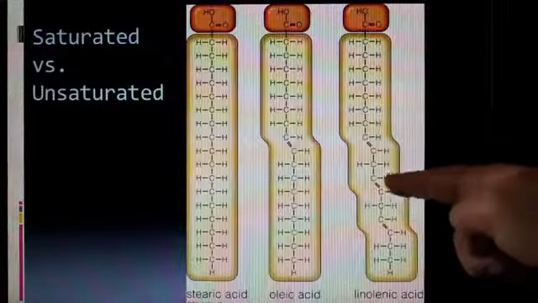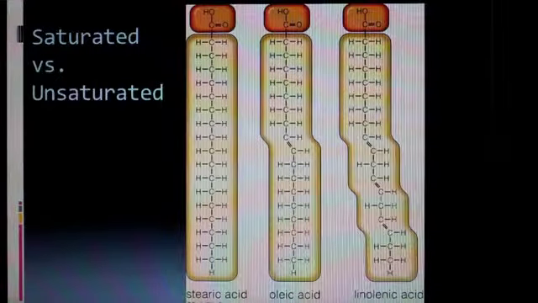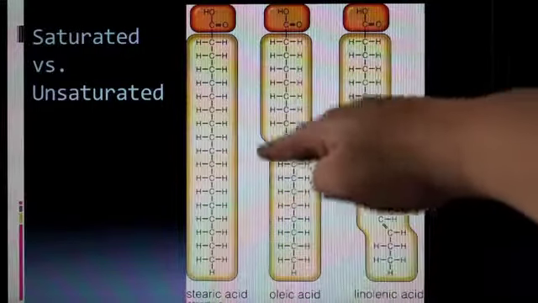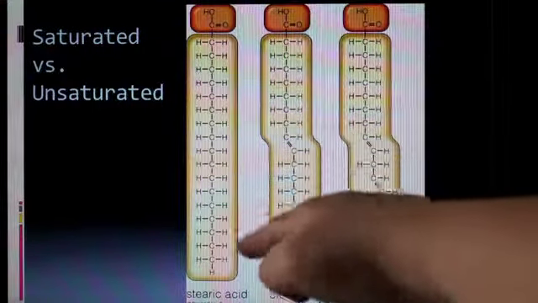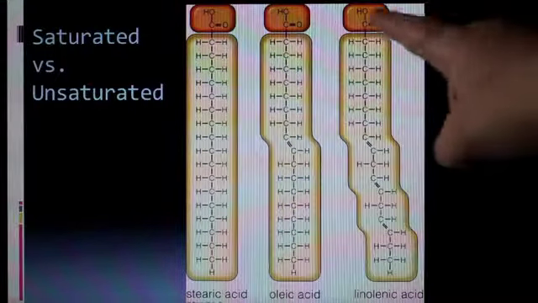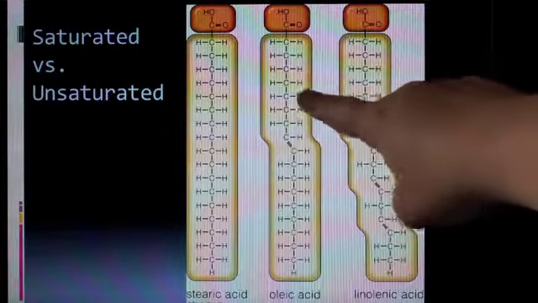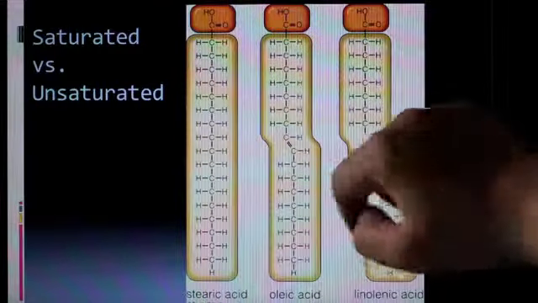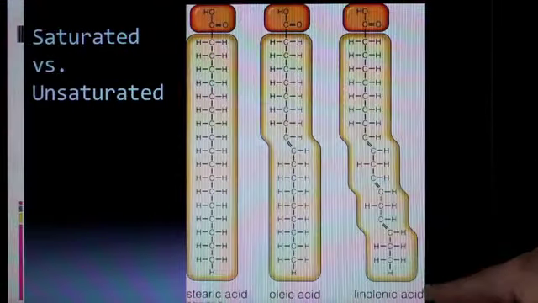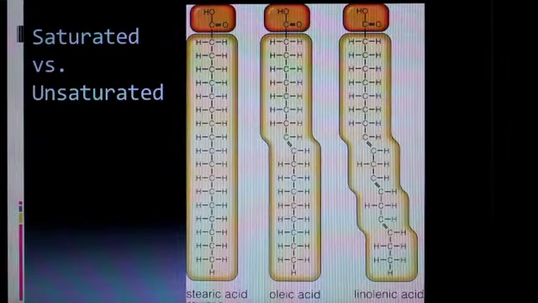Literally, kink, kink, kink. So this here, the stearic acid, is a saturated fat. It has all single bonds. This oleic acid here is unsaturated because it has a kink, and this linoleic acid has many kinks to it.